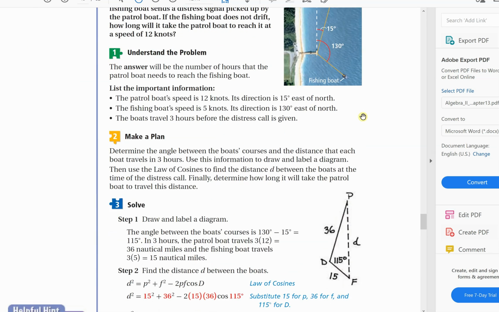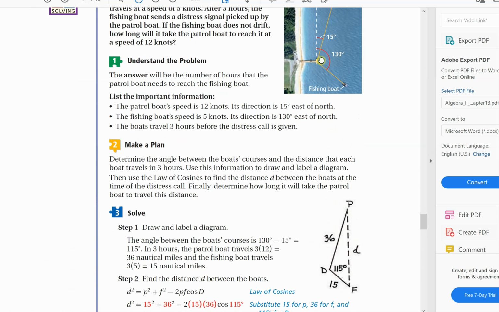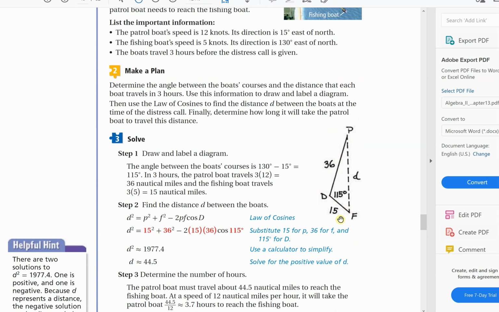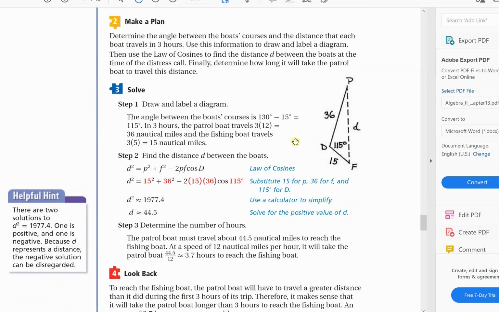All right, so if we draw a diagram here, what we get is this triangle. We know that the fishing boat has gone 15 knots. It's going 5 miles per hour, 3 hours, 15 knots. We know that the patrol boat has gone 36 knots because it's going much faster. We need to figure out this side. So we can use the law of cosines to figure that out.